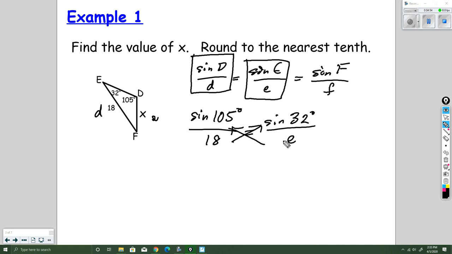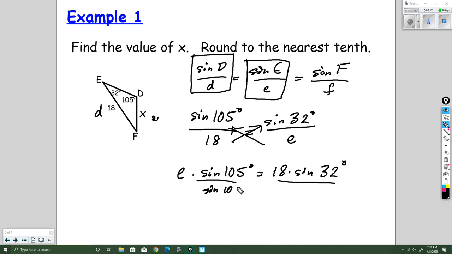So when we cross multiply, we have E times sine of 105, and that equals 18 times sine of 32. And now we've got to solve. We're solving for e, so we're going to divide by sine of 105 on both sides. All right, so e is just 18 times sine of 32 degrees divided by sine of 105.